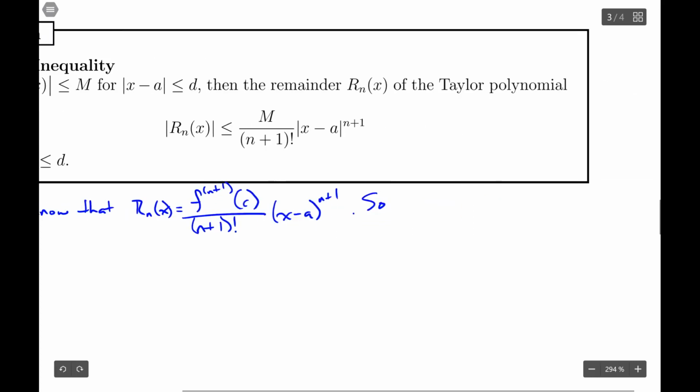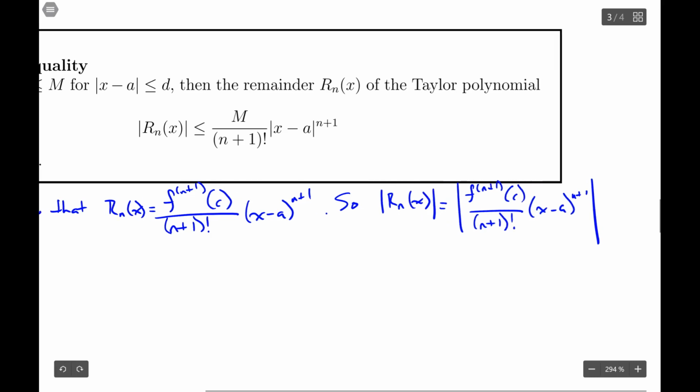So we can take the absolute value of both sides of this, and that must still be true, the absolute value of r sub n of x, and we're doing this because we see an absolute value of r sub n of x over here. So let's take the absolute value of r sub n of x, which means that we're taking the absolute value of the n plus first derivative at c over n plus 1 factorial times x minus a to the n plus first power.